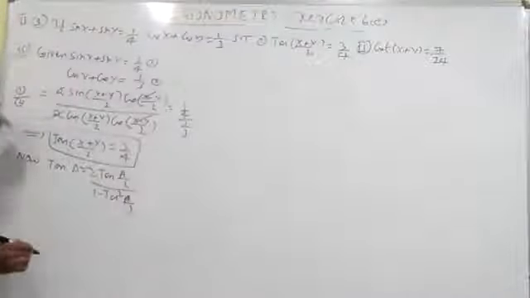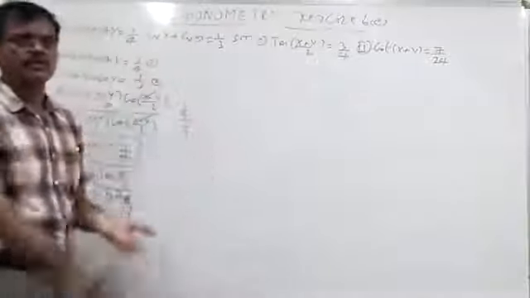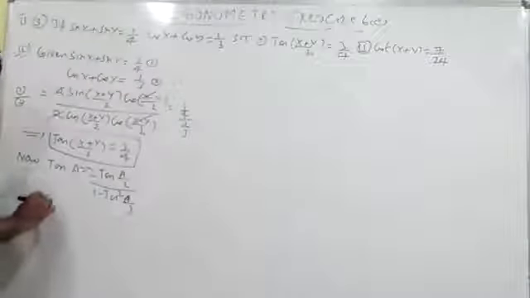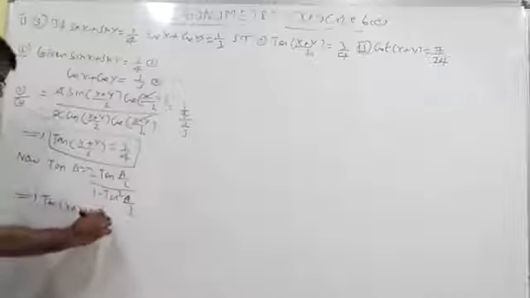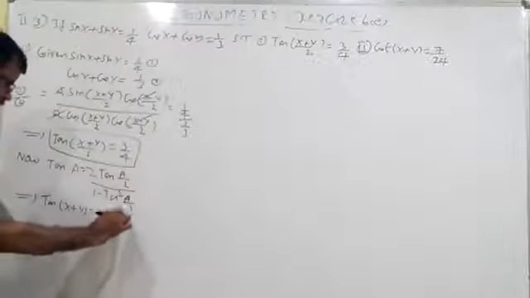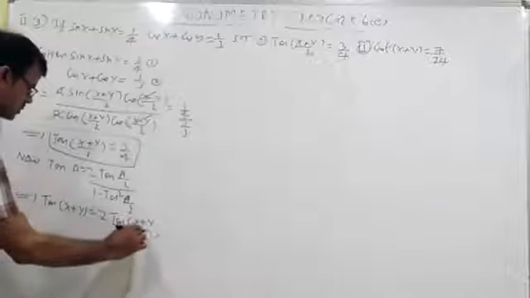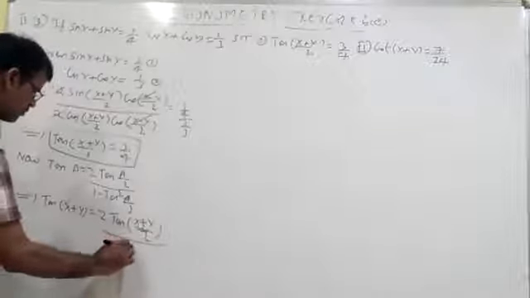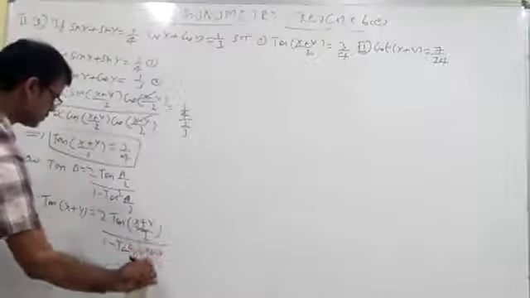You can raise a doubt: sir, he is asking cot, why are you doing tan? After taking the reciprocal, you will get cot. That implies tan of (x plus y) is equal to, using the same formula, 2 tan of (x plus y) by 2 whole by 1 minus tan square of (x plus y) by 2.